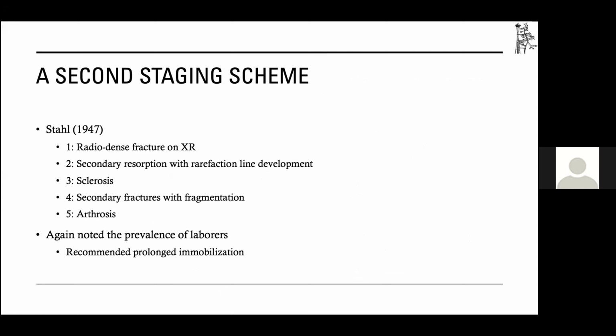In 1947, Stahl presented a second staging scheme, which you can see here, consisting of 5 different stages. He again noted the prevalence of laborers and those who had jobs requiring a lot of manual dexterity and recommended periods of prolonged immobilization. He was so highly in favor of this that he postulated that Persson's positive findings from his ulnar osteotomies were actually due to the immobilization period needed to heal the osteotomies rather than from the osteotomies themselves.